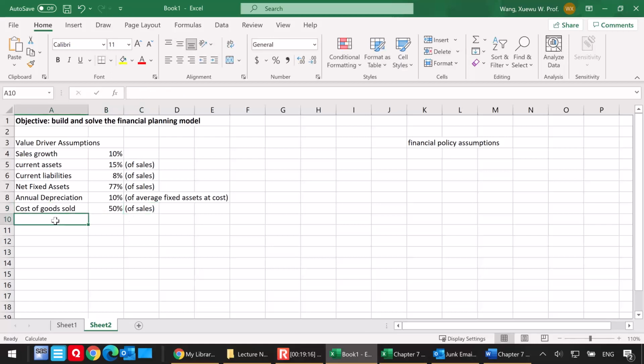And then we have the interest rate on debt. As I said, the company actually has debt, so the company needs to pay interest on the debt, and that's 10%. 10% of the average debt balance.